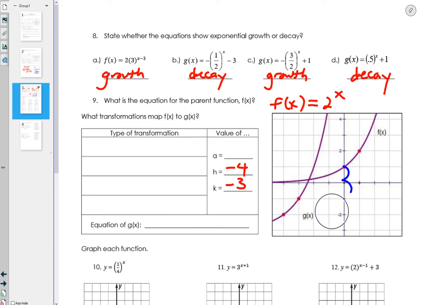A, but we know that A is not going to be negative because there was no reflection. And then if you just count, think of it almost like a slope. This is 1 to the right, 1 up. This is 1 to the right, 1 up. So it doesn't appear that there was any type of a stretch.